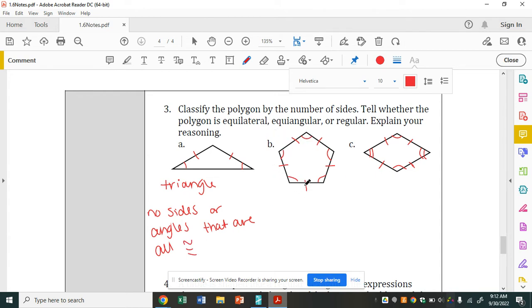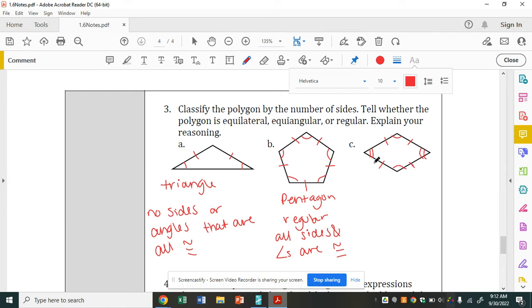On B, based on the markings that I told you to write down here, well, first off, we know that it's got 5 sides, so it's a pentagon, but based on those markings, all 5 of the sides are congruent, and all 5 of the angles are congruent, so this is a regular pentagon. All sides and angles are congruent. Again, using my shorthand, this is what I use for angles.